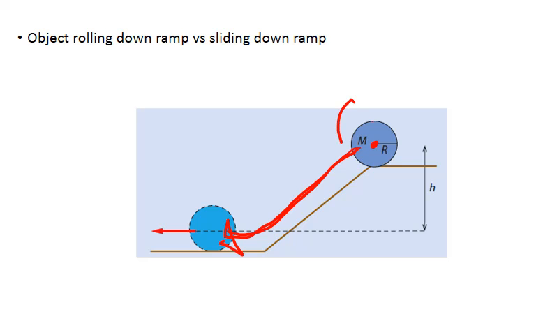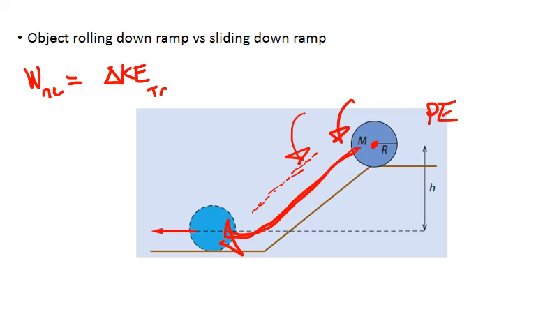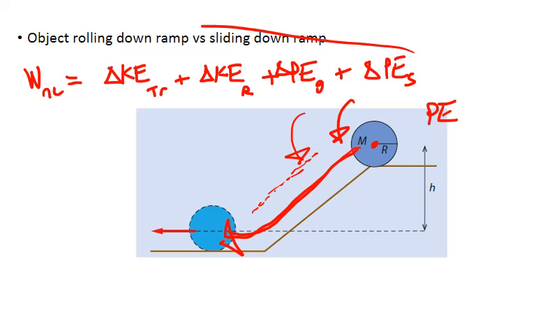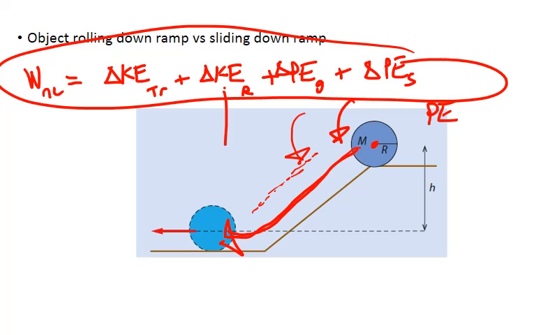But if it is rolling, that means the potential energy that we have up here is not only going into translational kinetic energy, which is left and right here, but it's also rolling, and that is energy as well. So when we look at the full equation, non-conservative work, we have to look at kinetic energy translational plus kinetic energy rotational plus change in gravitational potential energy plus change in potential energy of the spring. So now we're adding the rotational energy, which can be a factor here.